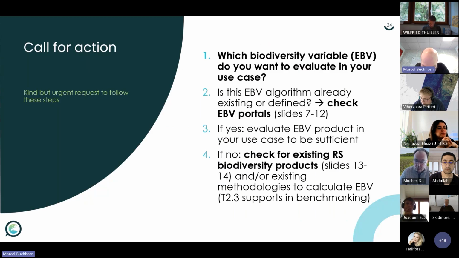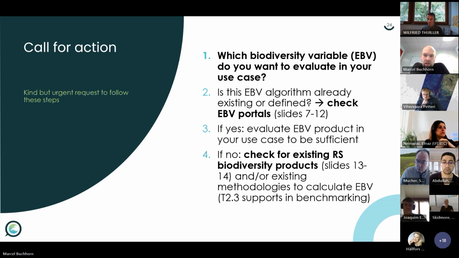Call for action. What we want to do with that is, as you know, in Work Package 2, we're trying to help you with benchmarking and developing EBV algorithms, as well as providing remote sensing biodiversity products. But in order to do that, we have to know what the different work packages in OBSESSION need. So every use case should first think about which biodiversity variables or remote sensing products you want to evaluate within your use case. That would be the first part.